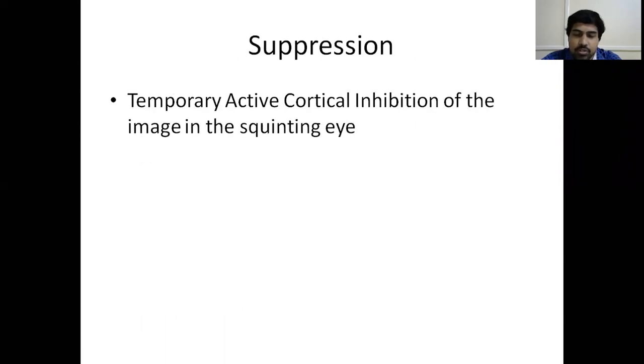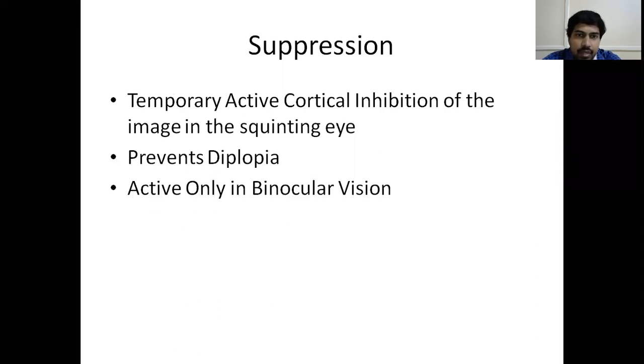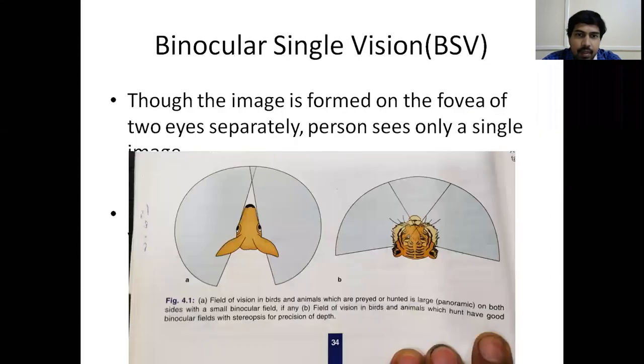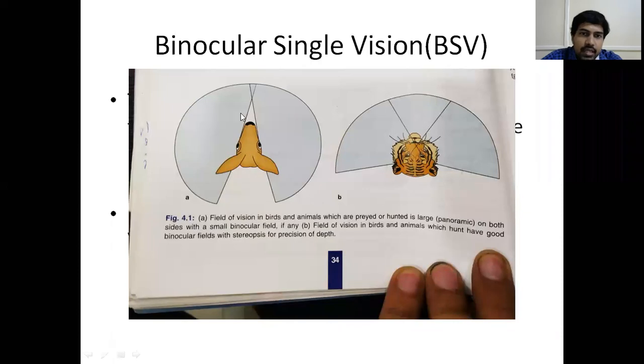So the first one is suppression. I told you suppression in the goat example. It is temporary active cortical inhibition of the image in the squinting eye. Suppose this eye is looking towards this side. This eye will be suppressed, because if both eyes are looking at two different objects, the brain will get confused about which image to process. Suppose this eye is seeing a river and this eye is seeing a tree. The brain will get confused about which image to process. That's why one eye will be suppressed. That is known as suppression. Suppression means active cortical inhibition. So it is usually seen in case of squint. This one I told you because it is easy to understand. Suppose in squint, what happens is both the eyes are looking straight.